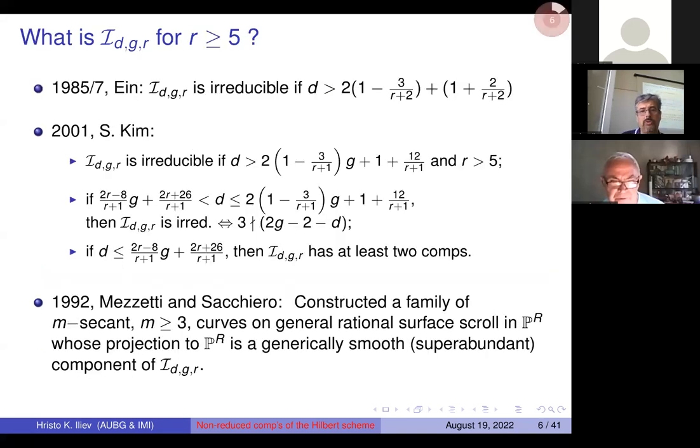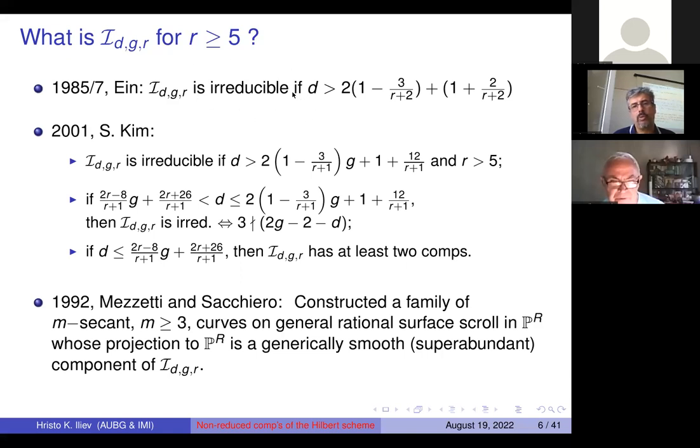I was introduced into this topic by Hristo Iliev about 20 years ago, and back then I read the following results in this sequence. I read first the result of Ciliberto, then the one of Hristo Iliev, and then finally the one of Mezzetti and Sacchiero.